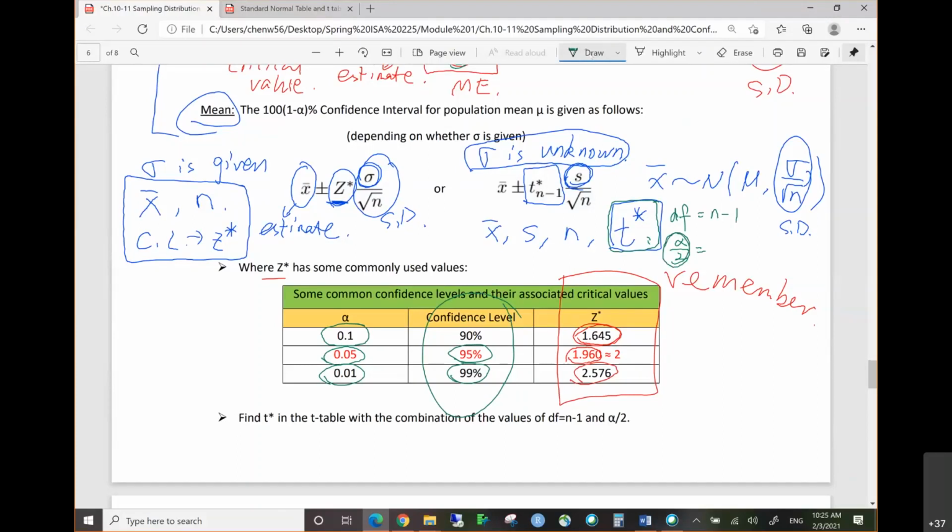So for example, if my n is 52, and I want a 90% confidence interval, to find this t star, you need to prepare the degree of freedom first. What will be the degree of freedom?